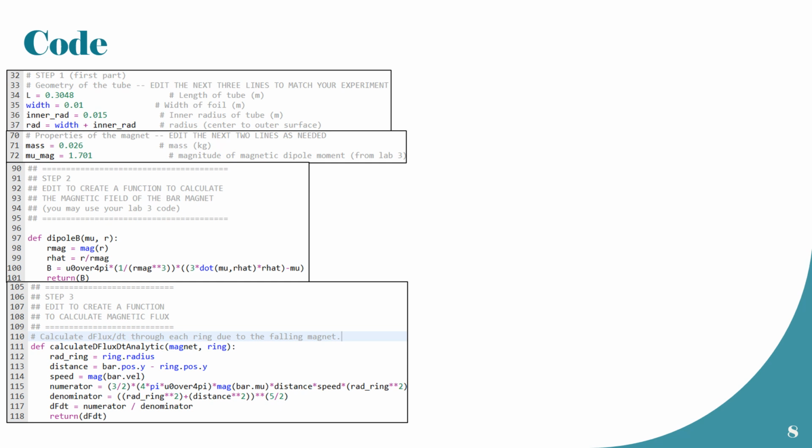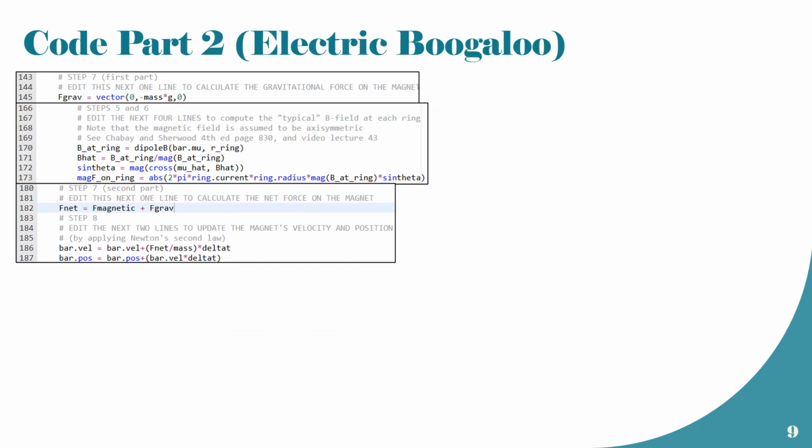Here you can see the important parts of the code that we had to edit ourselves, where you can see, starting with the first step, we just define all of the constants regarding the experiment that were listed earlier. We see the defining of dipole B, and then we see the calculation of flux. And then here we can see the second step of the code, where we calculate the force of gravity. We calculate the magnetic field at each ring, and then we calculate net force. And then we provide an update for velocity and position.